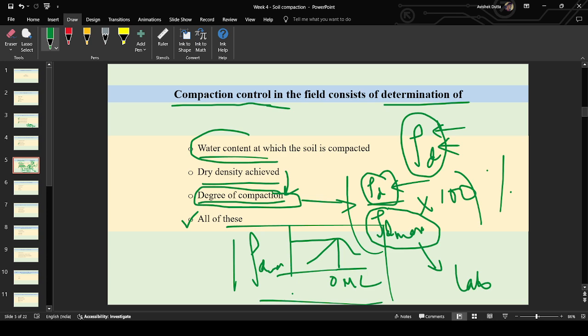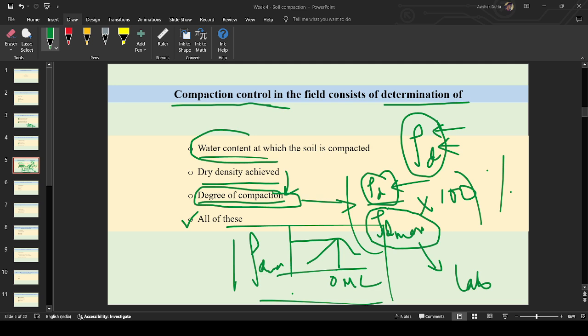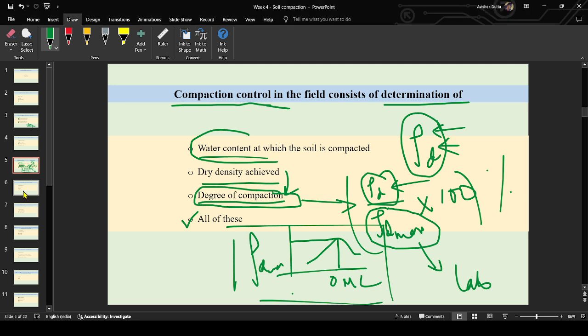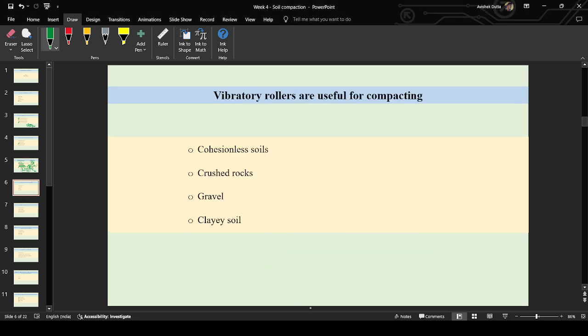Determination of the OMC at field. Okay, sir. Okay. Yeah. So yes, all of this is the answer to this question. Yeah. Next question.